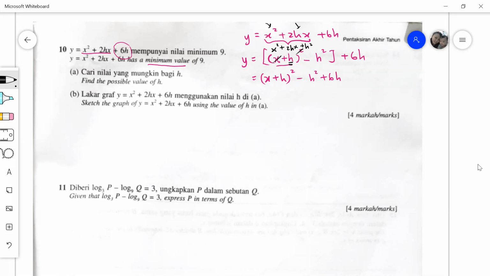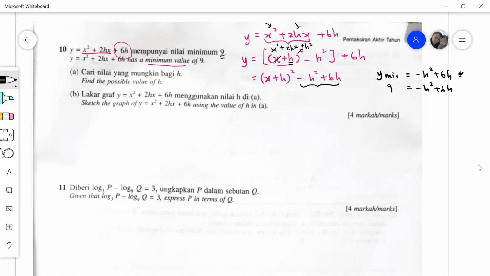Yeah. So this is already in the vertex form, and we know that the constant part will give us the y minimum. So y minimum equals negative h squared plus 6h, which also equals 9. So, yeah, 9 equals negative h squared plus 6h.